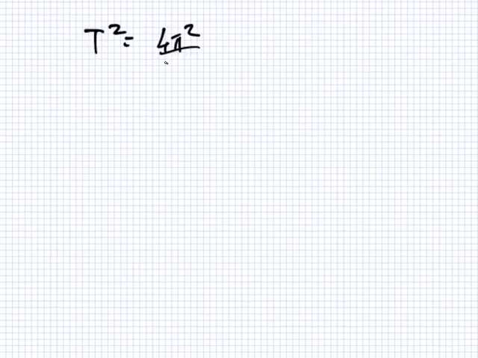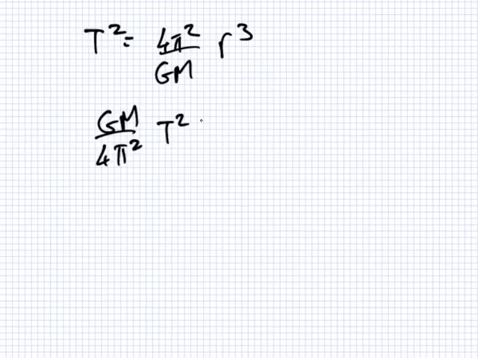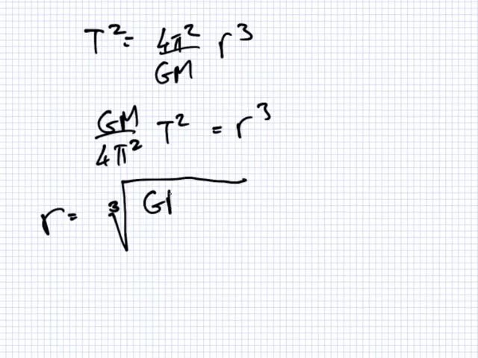3.16 times 10 to the minus 5. Now, that makes it extremely close to Earth, 10 to the minus 5. Because an orbit of 10 to the minus 5 would be on the ground. What's Kepler's law here? T squared equals 4 pi squared over GM times r cubed. So that means GM over 4 pi squared times T squared equals r cubed. So r is the cube root of GMT squared over 4 pi squared.